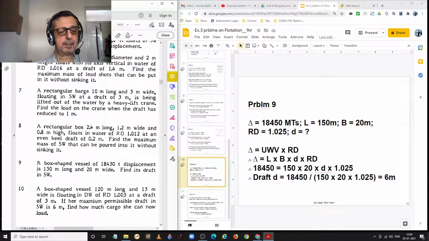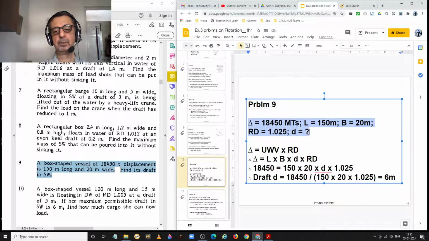Problem number 9. A box-shaped vessel of 18450 metric tons displacement is 150 meters long and 20 meters wide. Find its draft in salt water.